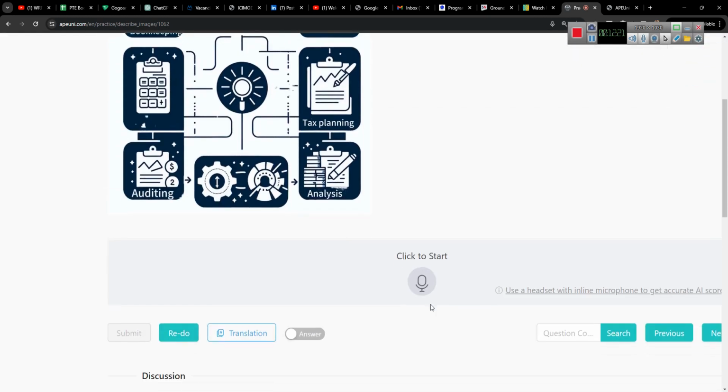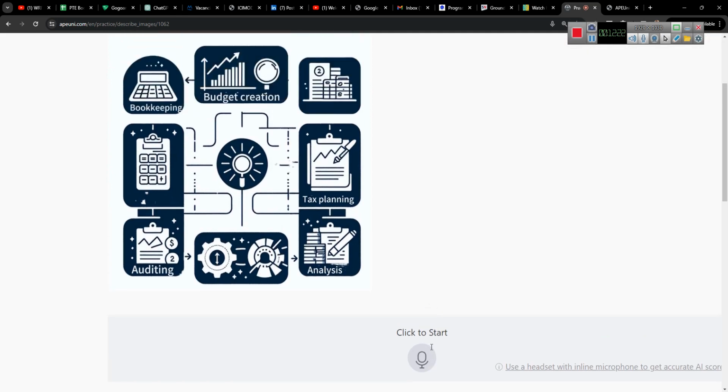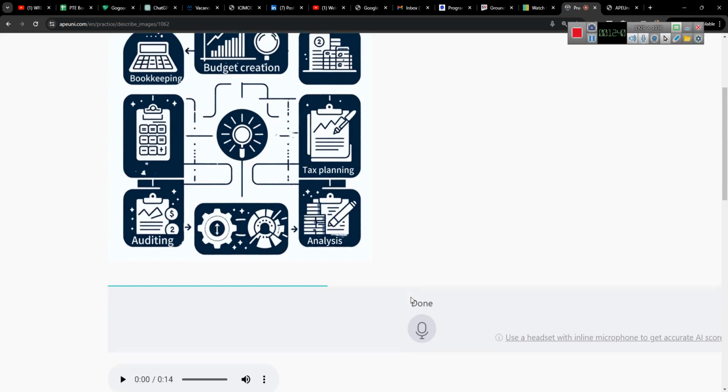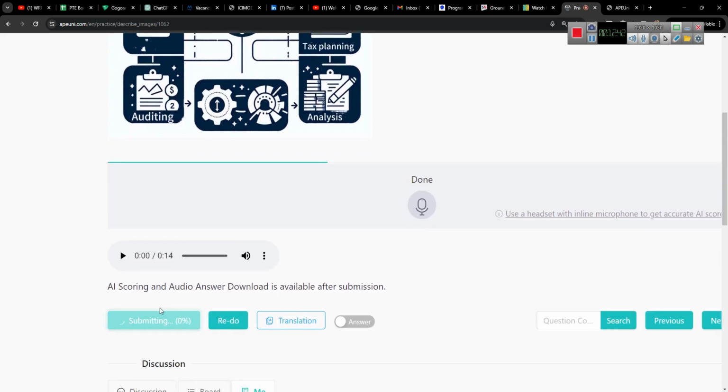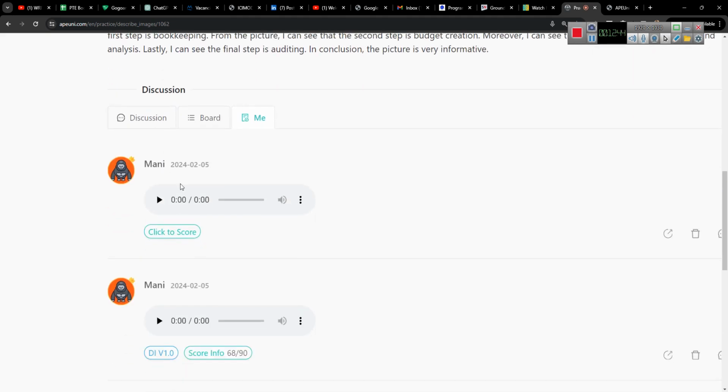I'll do it a little quicker and speak for around 15 seconds at most. There's a very interesting chart in front of me. The chart is about budget creation. It is also about tax planning and analysis and auditing and bookkeeping. Overall, this chart is very confident and interesting. There is no highest or lowest point. Thank you. Okay, just 14 seconds. Hmm.